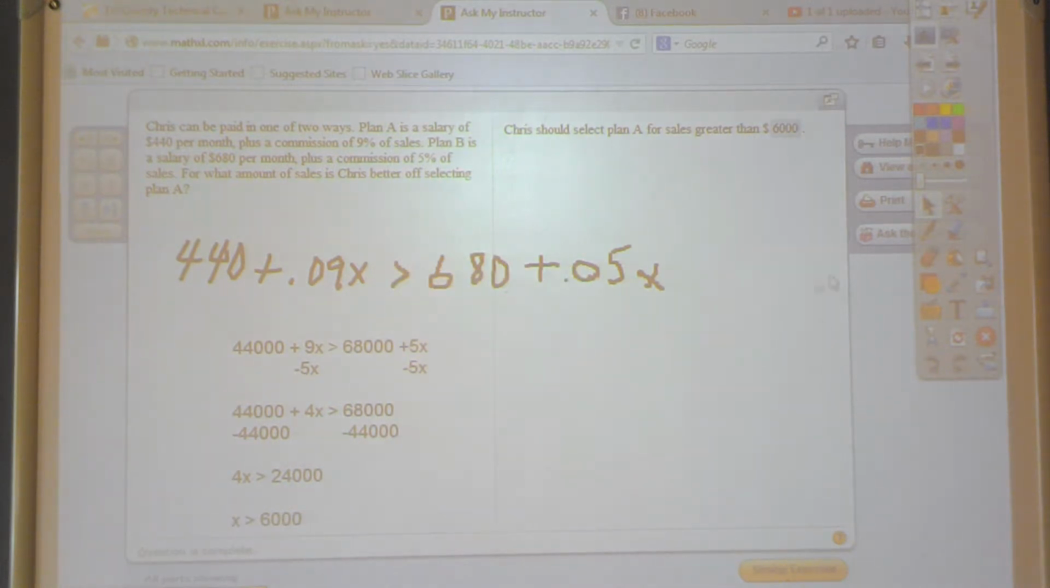Fantastic. So if he has $6,500 worth of commission or whatever, then he needs to go with plan A, because he'll make more money. If he sucks as a salesman, like I would, and he only got 4,000, he should go with plan B. Question on that?